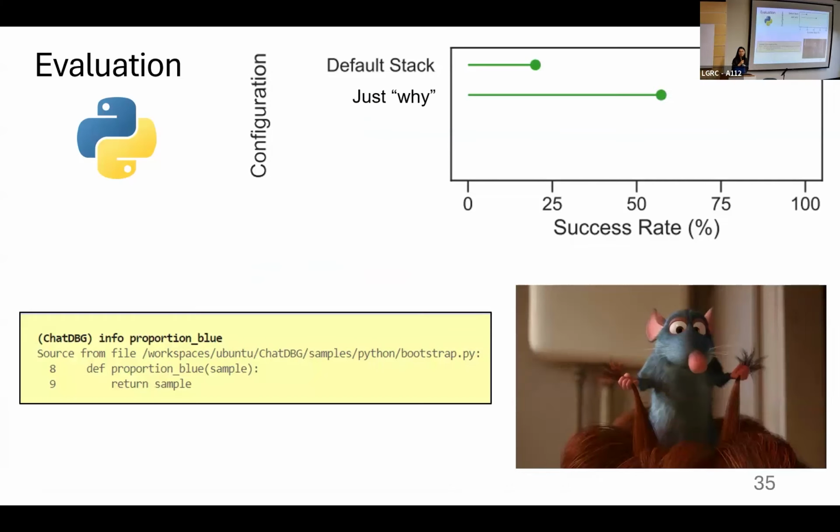However, when we use ChatDBG's improved prompt, which includes the enriched stack trace, and we factor in our tiny chef who can lead this agentic code navigation process, this ability to explore the program space makes ChatDBG's success rate increase to about 57%. But keep in mind that we're still only asking the LLM this very basic why question. So that's why this configuration is called just why.